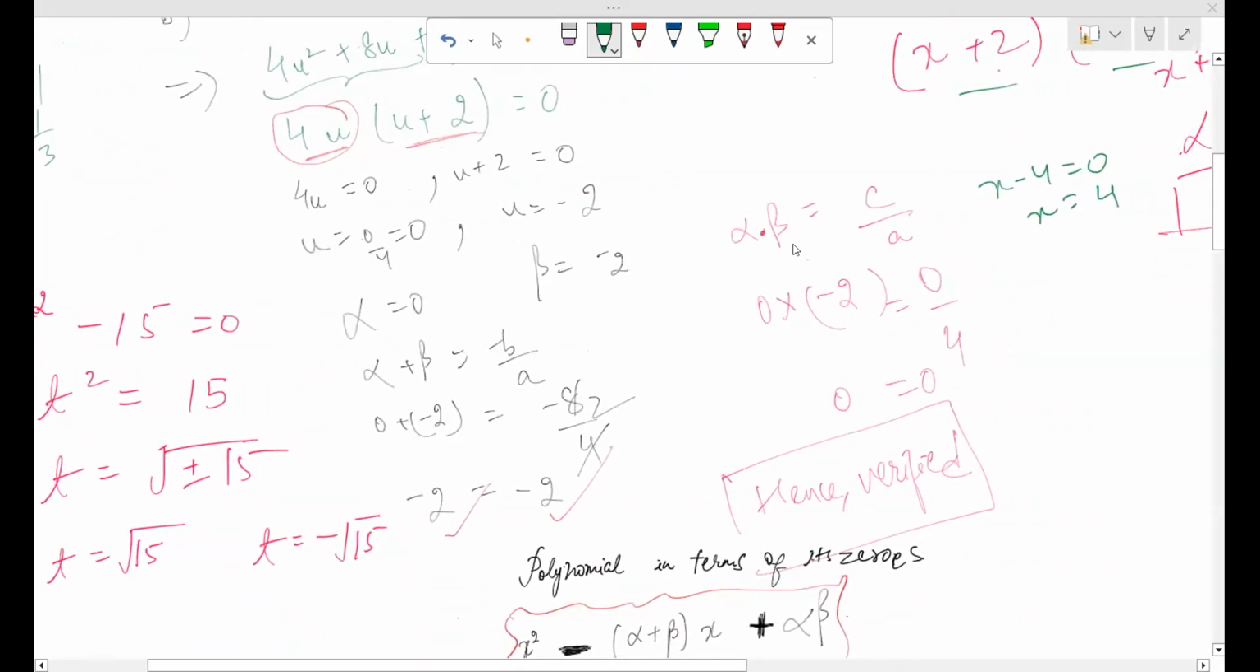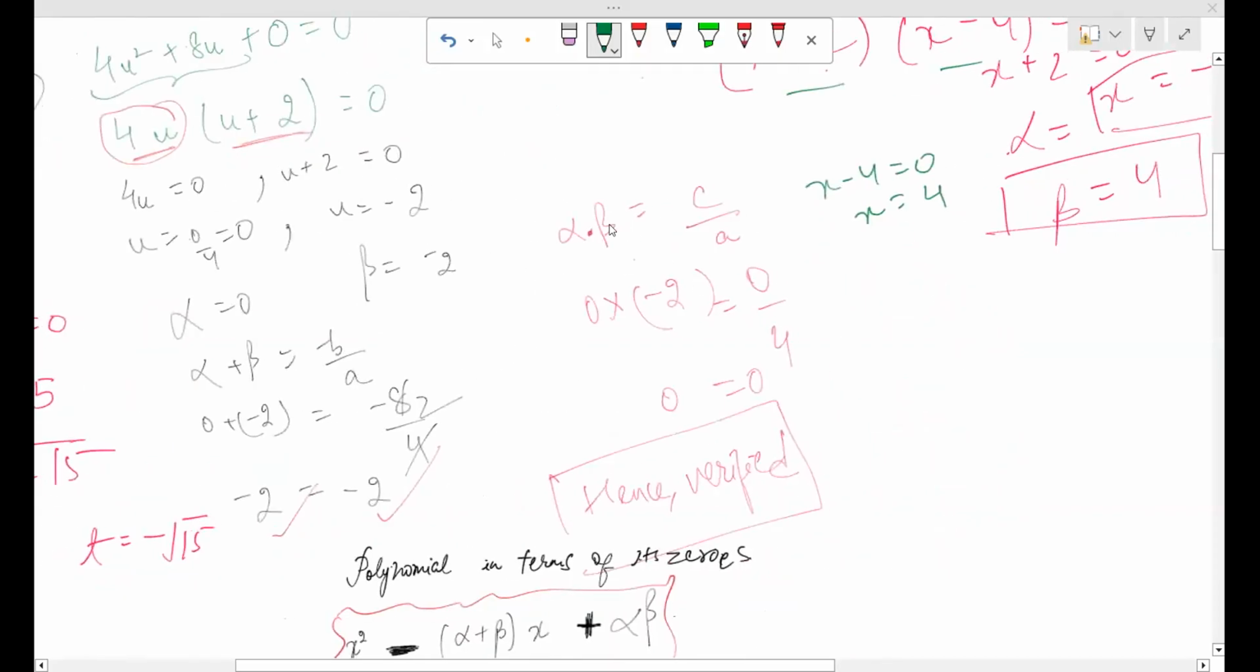All right. Okay, this part is also of this only. Alpha into beta is equal to c by a. Okay, write it.